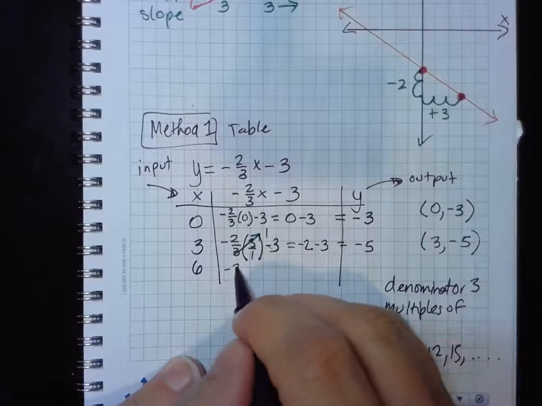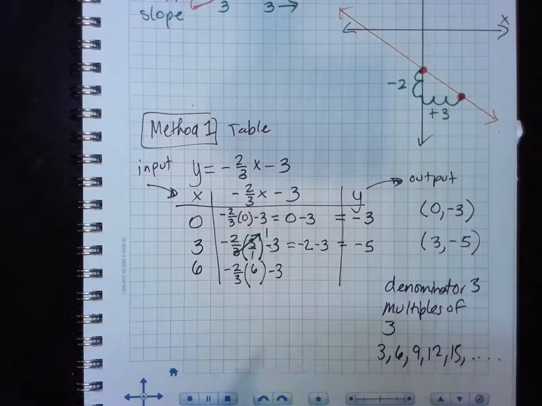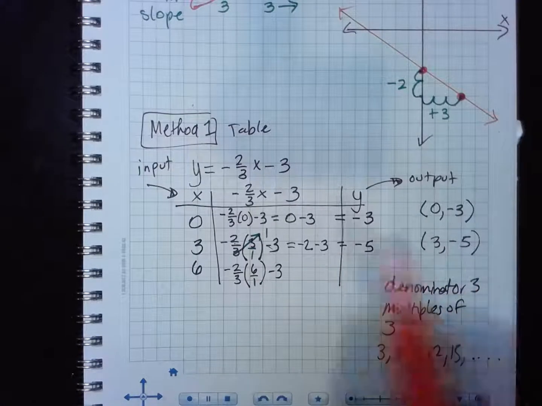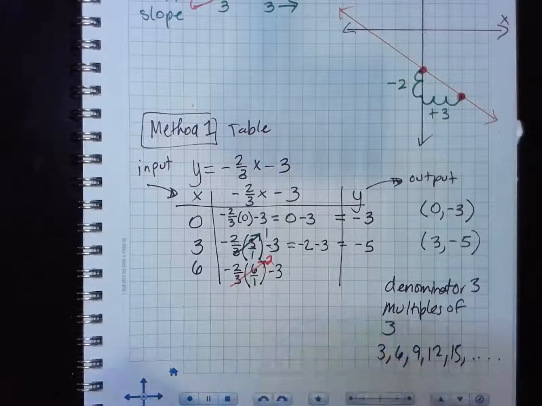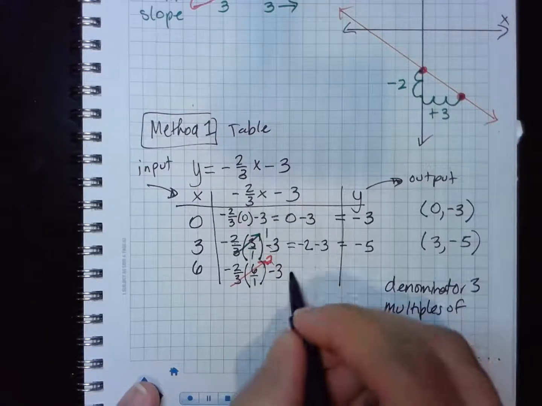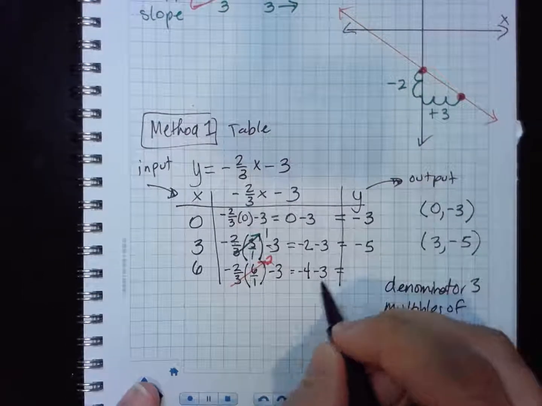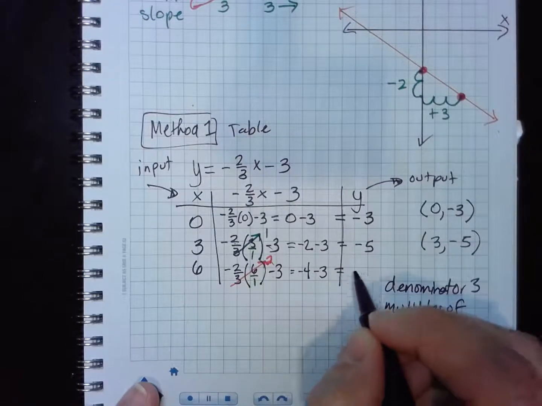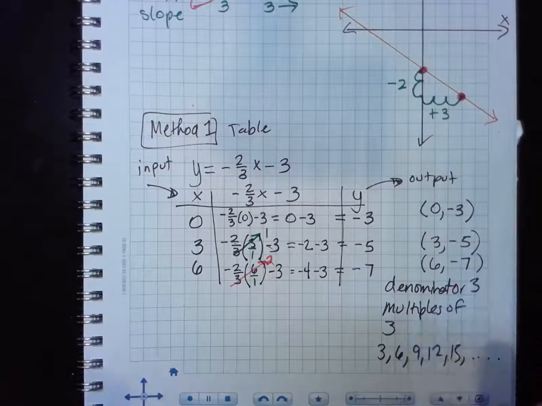And then my last point, -2/3 times 6 minus 3. Remember to put it over 1. And now, how many times does 3 go into 6? 2 times. So now you simplify. -2 times 2 is -4. And then don't forget that minus 3. So there's money. I lost 4, I lost 3, I lost 7. So there's my third point, (6, -7).